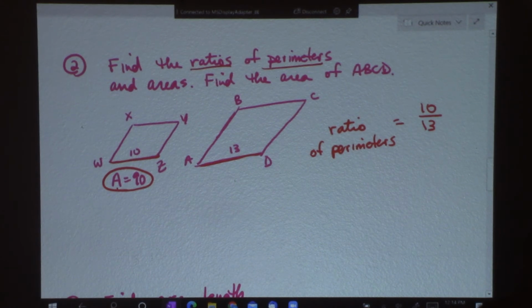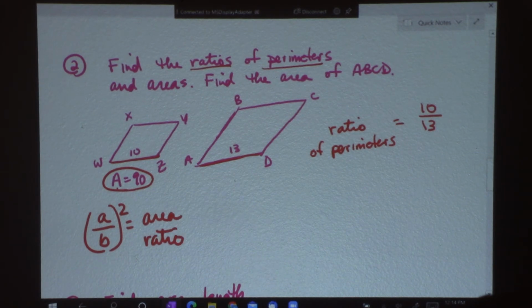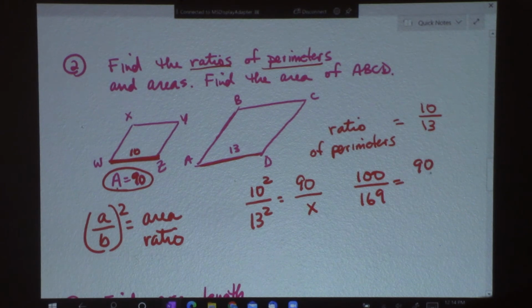Okay, and now to find the area, what I need to do is whatever my length is, I have to square it to get the area ratio, right? So that means 10 squared over 13 squared, okay? And here is where I put my 90. I put 90 on the top because 10 goes with the 90, all right? And this becomes x down here. Okay, so 10 squared is 100, and 13 squared is 169. And I cross multiply.